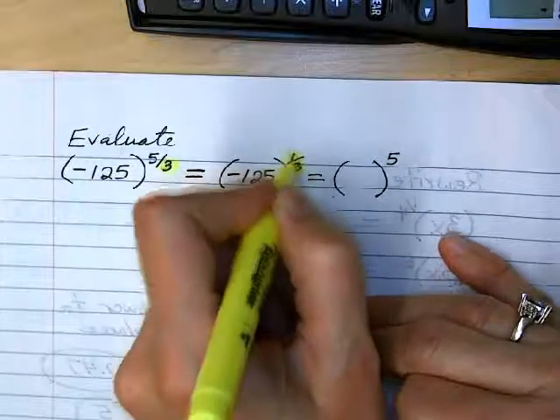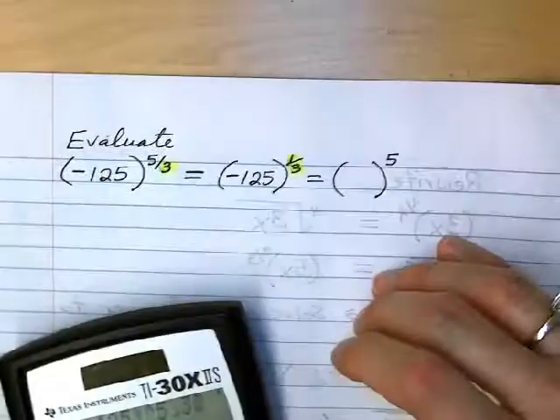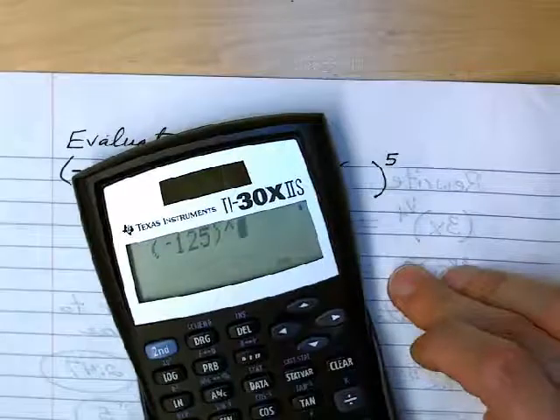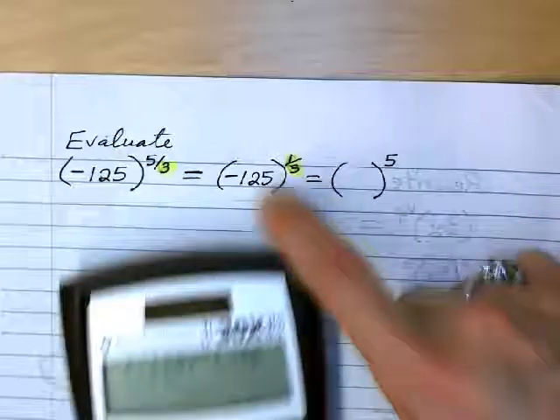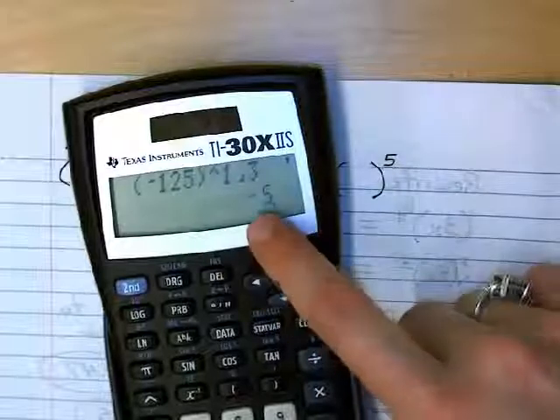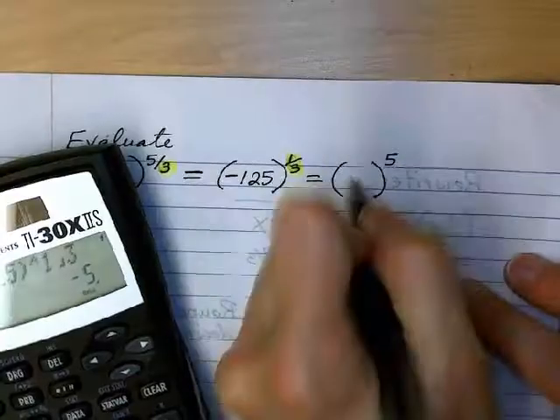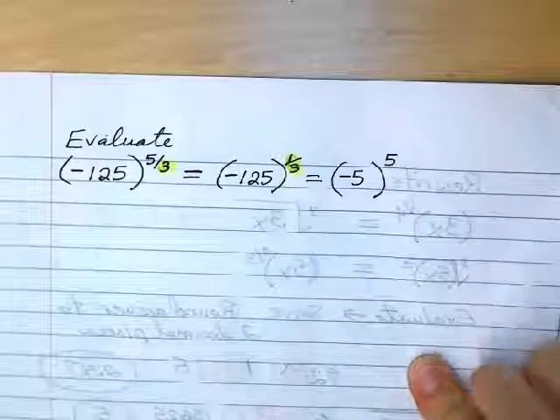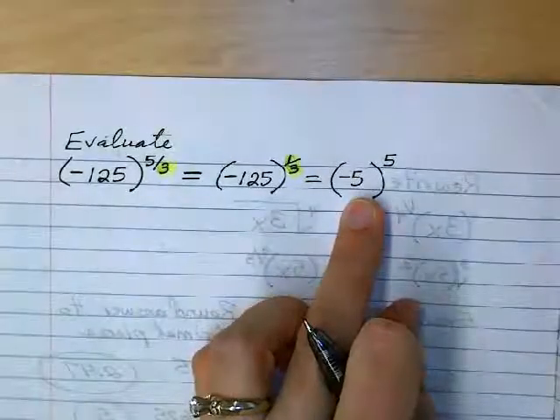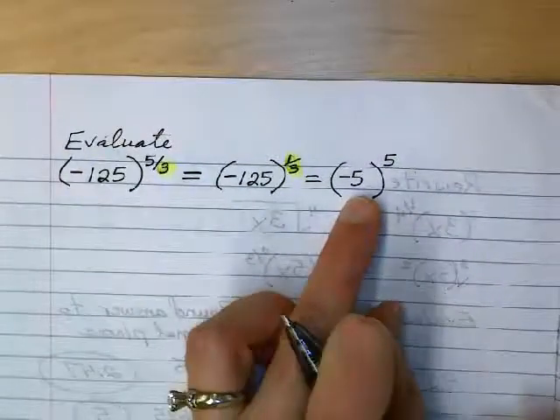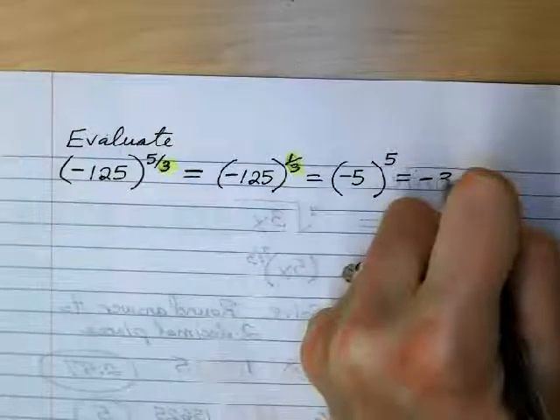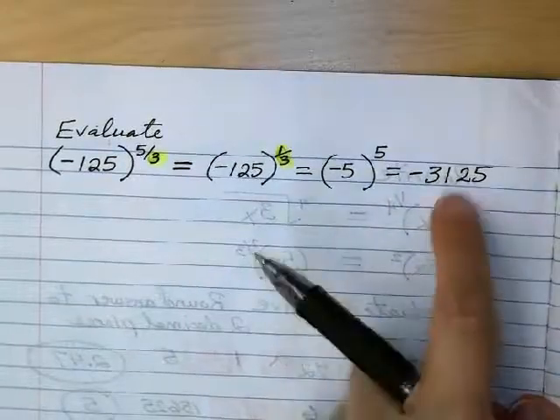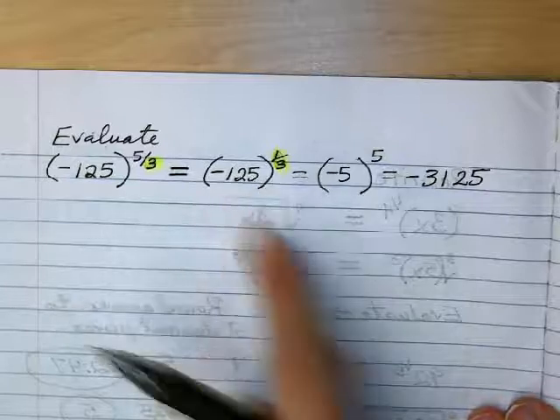Okay, so let's retry it. Take negative 125 to the 1/3 power. I'm just going to do this part first, and I got negative 5. Now take negative 5 and do the 5th power, the top part. So it's like splitting it up and doing it step by step. Negative 5 to the 5th comes out negative 3,125. That's the answer. So I had to do it in 2 steps instead of all at once, because it didn't like it when I did it all at once.